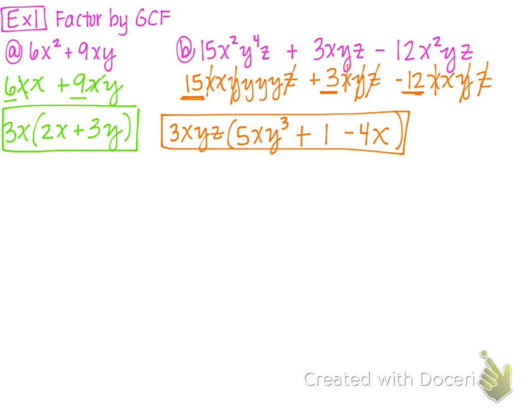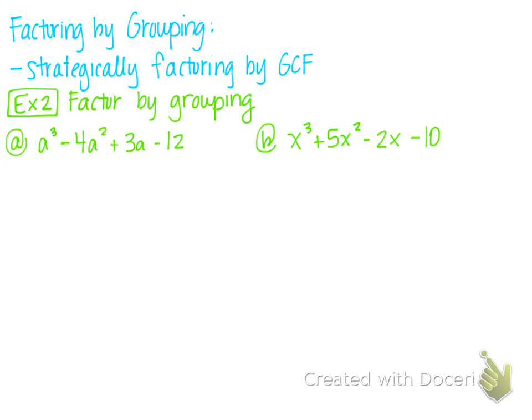Okay, so let's look at factoring by grouping. Factoring by grouping is all it is strategically factoring by GCF. We've got 4 terms, and what we're doing is we're choosing 2 terms to go together and another set of 2 terms to go together, and we're going to factor out a GCF in both of the 2 parentheses. We want what's left in the parentheses to be the same thing. So let's take a look at example 2a.